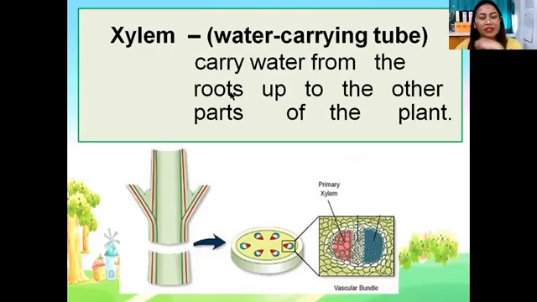Roots function is what? Can you remember? Roots absorb water from the soil. So the water is in the roots. So the function of xylem is to get that water from the roots and give it to the leaves, to the fruits and flower. So that's why xylem is the water carrying tube, because it carries water from the roots. Not from the leaf, because leaf does not absorb water. Only the roots absorb water from the soil.